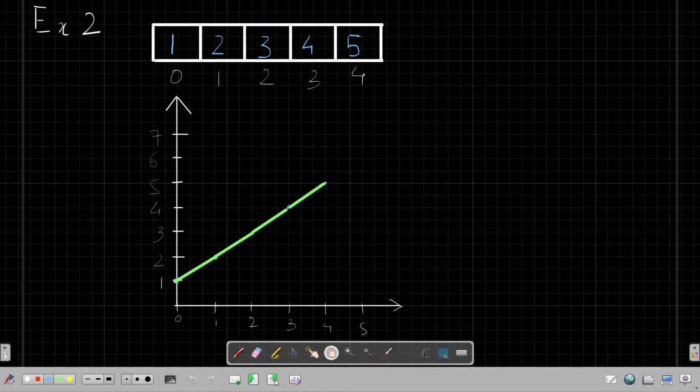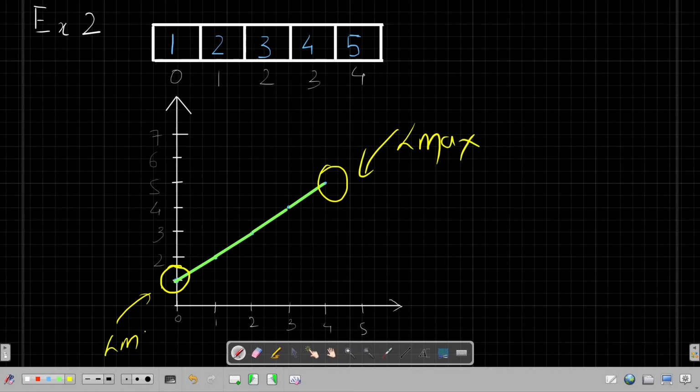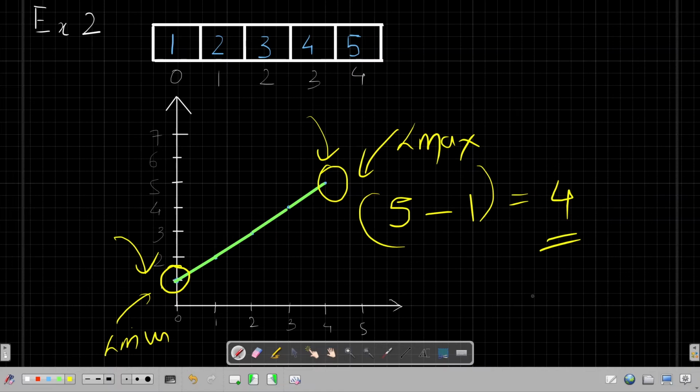Okay, so for this test case, if we plot the graph, we can see that the local minima is here. This is the local minima, and local maxima is here. So the total profit which comes out to be is 5, the price of the stock at this point, minus the price of the stock at this point, which is 5 minus 1, which is 4. Okay, so this is the total profit in this transaction.